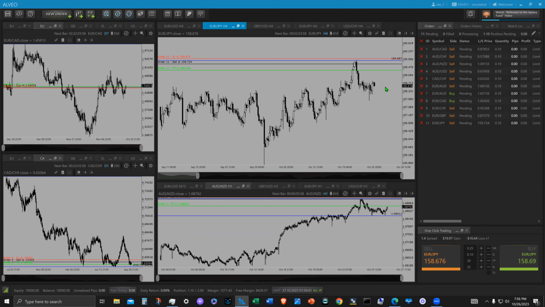Now that one looks like it could have, would require a little bit more stop. And a little more target. But I'm not trying to reach all the way out. Pound Aussie.